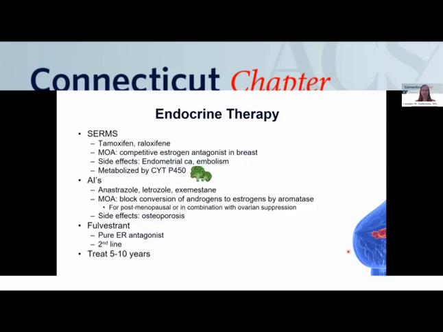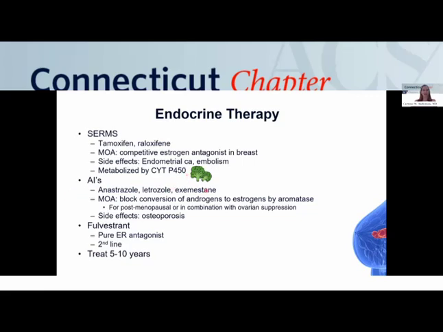Endocrine therapy, there's 3 types of endocrine therapy. Only 2 are first line, your SERMs and your AIs. SERMs, your selective estrogen receptor modulators, tamoxifen and raloxifene. In the breast, they are competitive antagonists, but they have agonistic functions elsewhere, which is why there's a slight increased risk of endometrial cancer. The other risk to be concerned about is embolism. They are metabolized by that CYP450 enzyme. I put the little broccoli there to remind you in case there's questions on that.